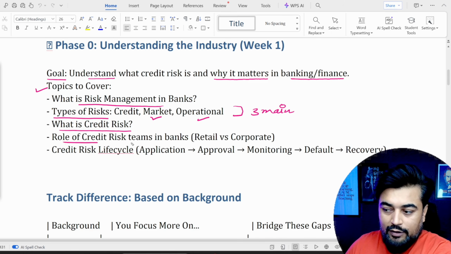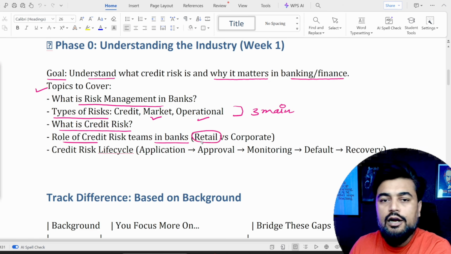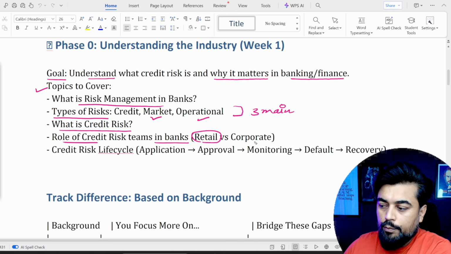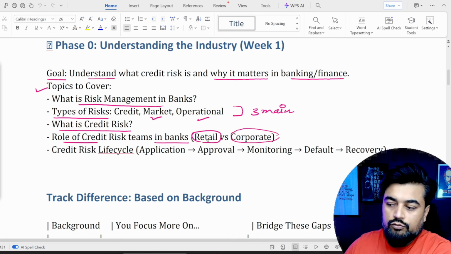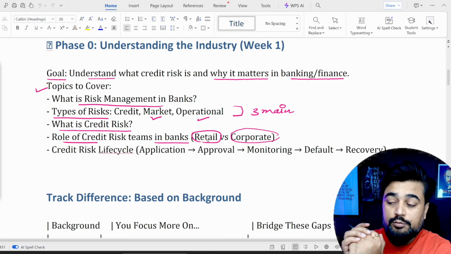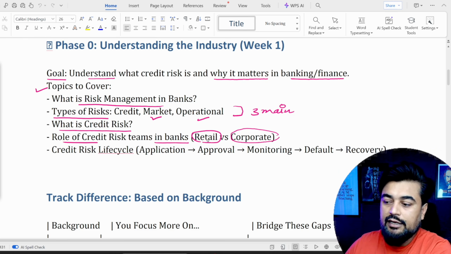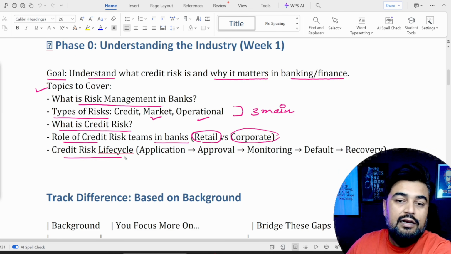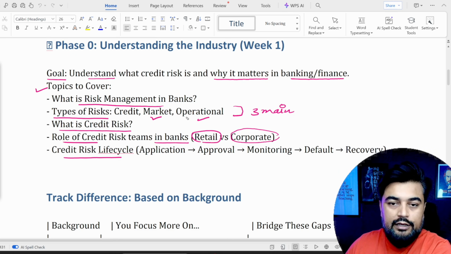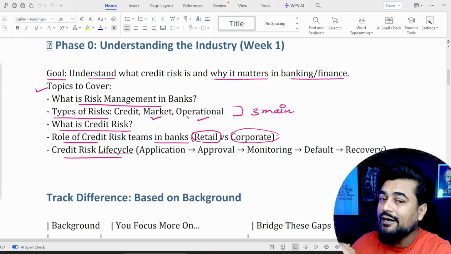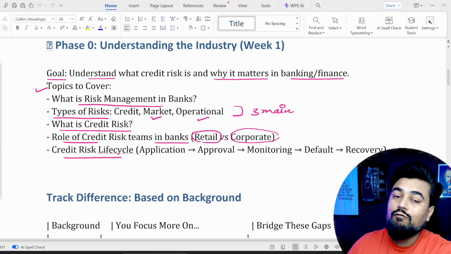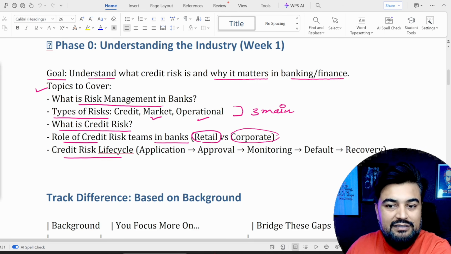Role of the credit risk team in banks: retail products, which include credit cards, loans, student loans, auto loans and many others. Then corporate products. What is the difference between the two as per the definition of credit risk? You need to understand that. Then you need to understand the credit risk life cycle. I am talking about these terms very fast because I know all of them, but you need to dedicate one day to one topic so that you can understand the bits and pieces of the topic.